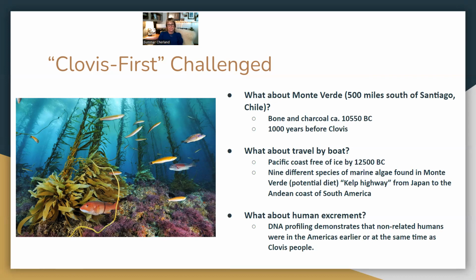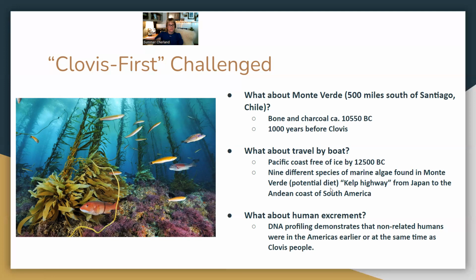And this is interesting. So the Pacific coast was free of ice, because this is a warming period, by 12,500 BC. Something that is noted is that 9 different species of marine algae have been found near Monteverde, which scientists believe is the potential diet of the original people who arrived in South America. And they call this the kelp highway from Japan to the Andean coast of South America. So through kelp, we can see that similar strains of edible seaweed can be traced all along that western coast of South America and along the eastern coast of Japan.